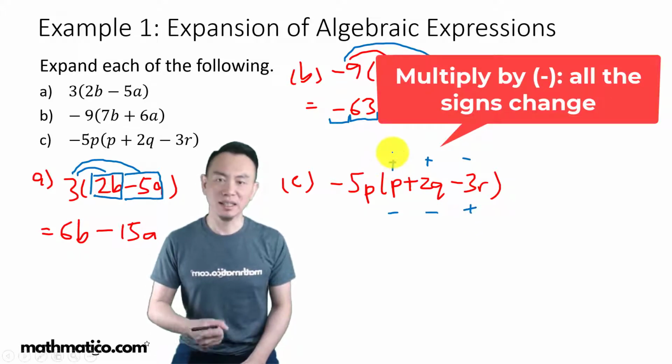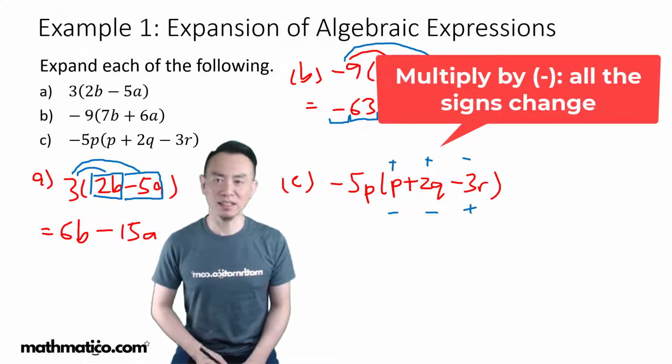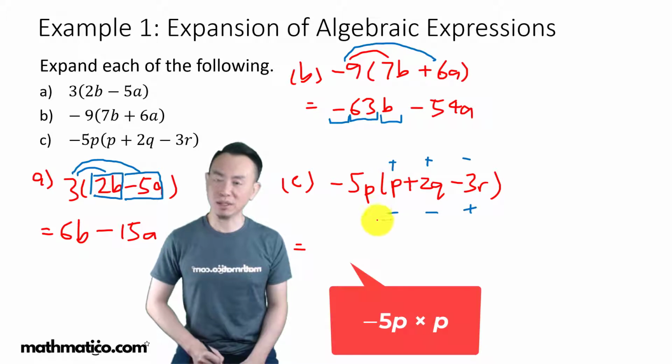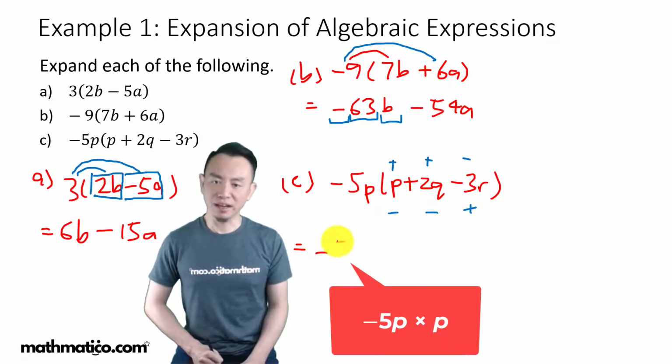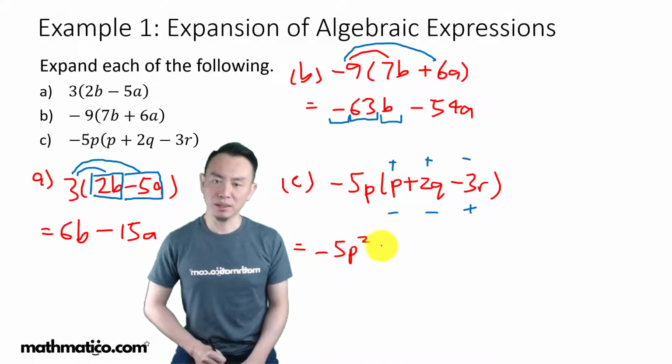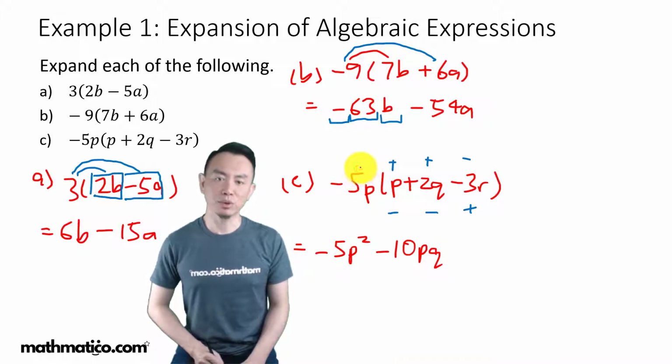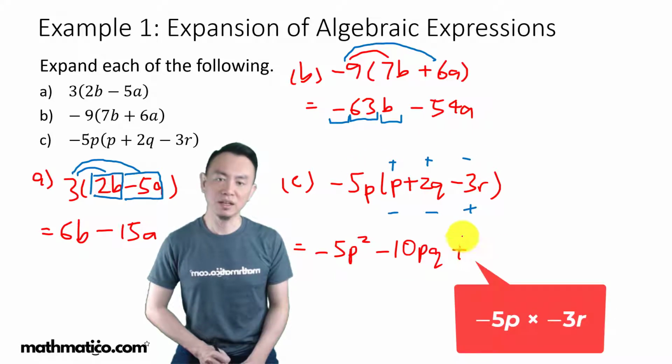When you have this in mind, you can check just for the signs, and it's going to take less than 3 seconds. So let's have a look. Negative 5p times p, pp is p squared, negative 5p squared. Negative times positive is negative, 5 times 2 is 10, p times q is pq. Then the third term: negative times negative is positive, 5 times 3 is 15, p times r is pr.